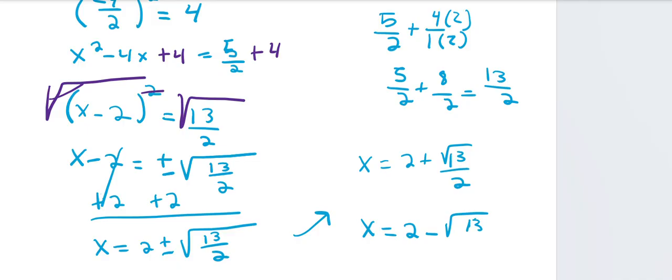13 over 2, and all of it is inside the square root. You know what? Let me write that better because I do not want you guys to get confused. Okay. Square root of 13, everything inside, over 2. Square root of 13 over 2.